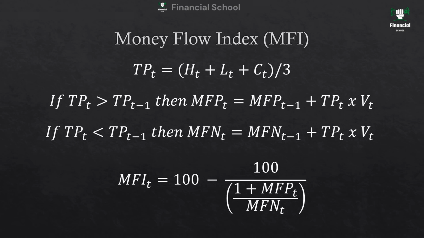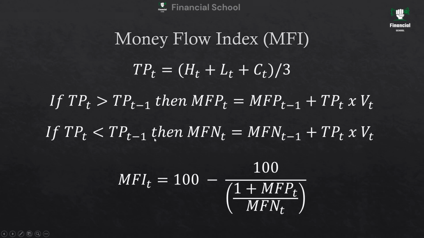Let's take a look at the formula first to understand a few details about the Money Flow Index. This indicator is based on the typical price instead of the closing price. The current typical price, denoted as TP sub T in the formula, is nothing more than the sum of the high, low, and close divided by 3. To calculate the money flow index, which is denoted as MFI in the formula, we need two other values first: the positive money flow, denoted as MFP, and the negative money flow, denoted as MFN.